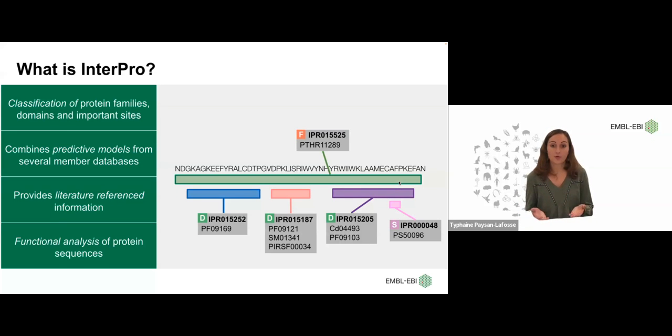This is the annotation for one protein, but the power of InterPro is that it provides this type of annotation for the millions of proteins available in the UniProt knowledge base. So it's very powerful.